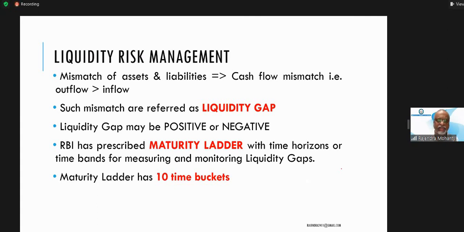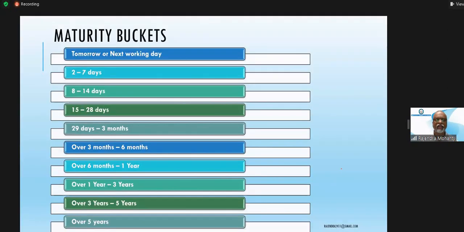Now, what are the time buckets RBI has given? These are the 10 time bands, starting with 1 day or call money, which is the next day or tomorrow. Then 2 to 7 days, 8 to 14 days, 15 to 28 days, 29 days to 3 months, over 3 months to 6 months, over 6 months to 1 year, over 1 year to 3 years, over 3 years to 5 years, and over 5 years. So basically there are 10 time buckets in total prescribed by RBI.